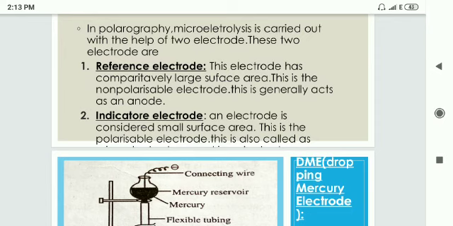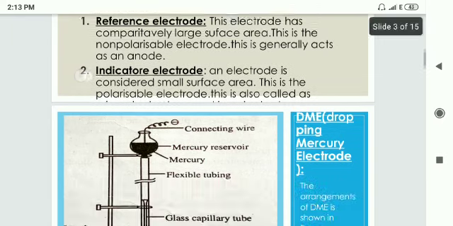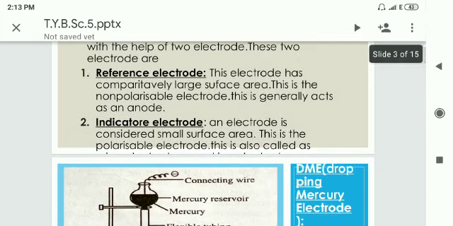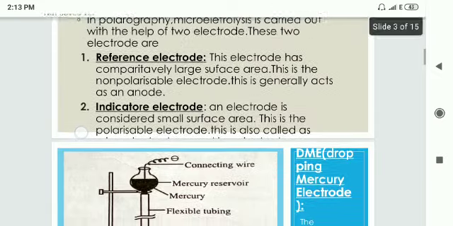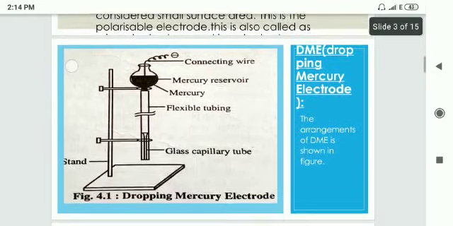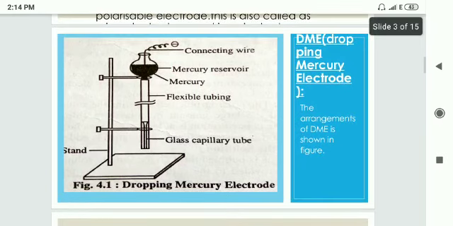Reference electrode, large surface area, non-polarizable. Indicator electrode, small surface area and polarizable. Here generally the indicator electrode used in polarography is the dropping mercury electrode. Dropping mercury electrode is abbreviated as DME. This is a simple figure of the DME, dropping mercury electrode.